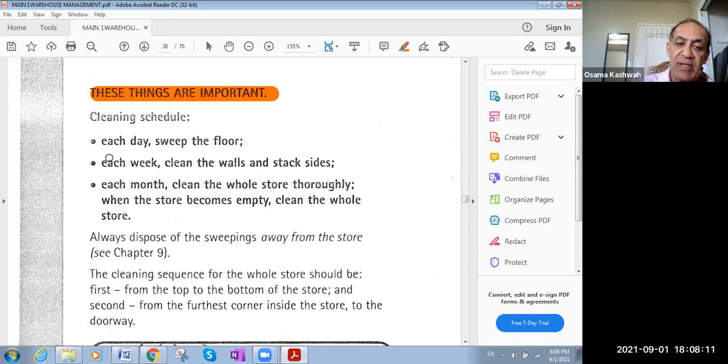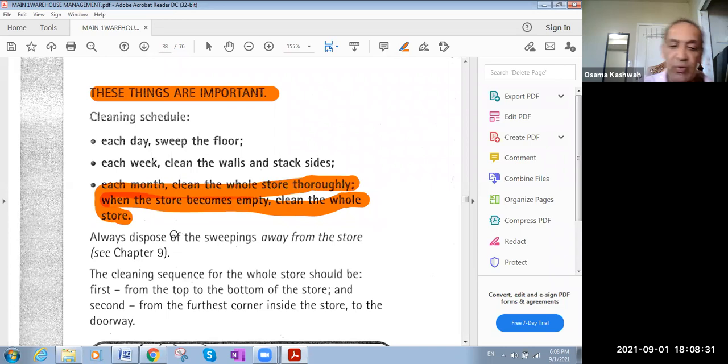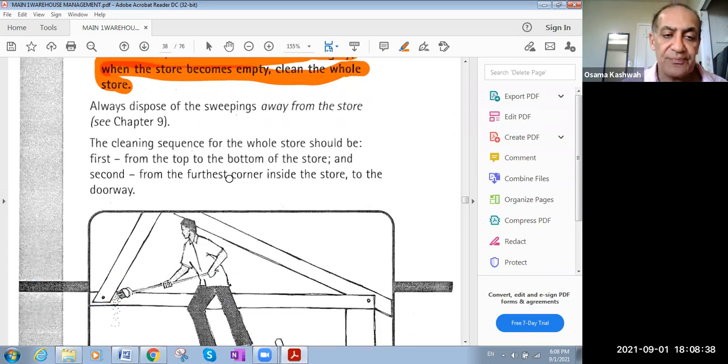Cleaning schedule. Each day, sweep the floor. Each week, clean the walls and stack sides. Each month, clean the whole store thoroughly. When the store becomes empty, clean the whole store. So all those are cases to clean your store. Always dispose of the sweeping away from the store.